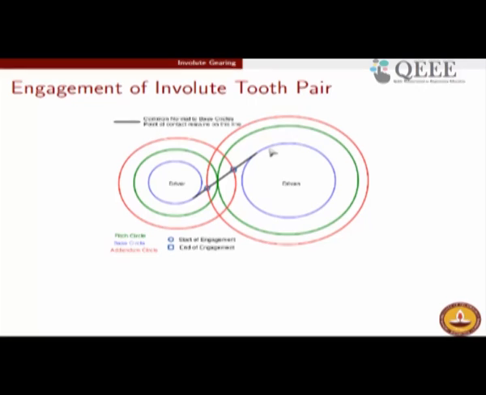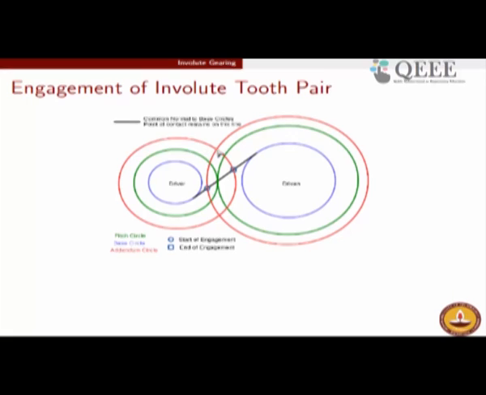But the engagement will actually start when the addendum of the driven gear is passing through this point of contact. So wherever we have the intersection of the addendum of the driven gear with the internal tangent to the two base circles, there we have the start of engagement. So this point is the start of engagement.